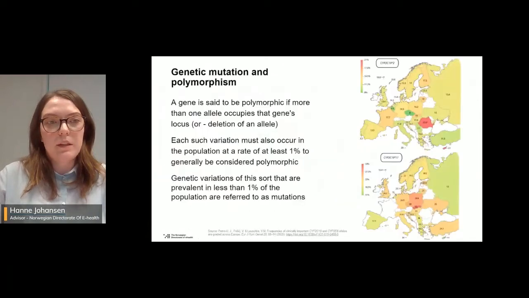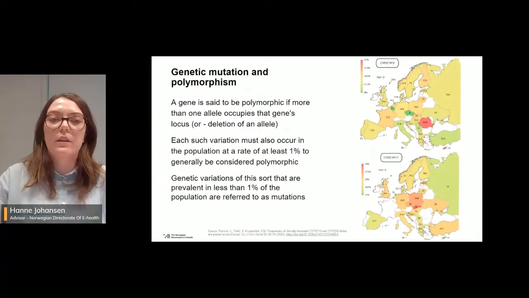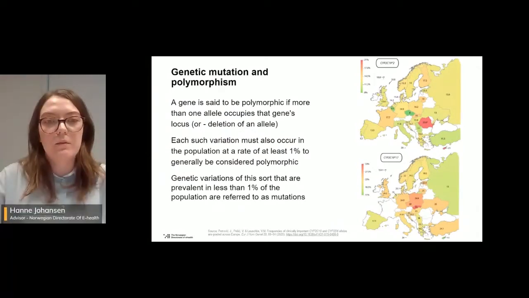And so genetic mutation and polymorphism are kind of two sides of the same book. A gene is said to be polymorphic if more than one allele, which is the variant that you inherit from your parent, occupies that gene's locus. In addition, each allele must also occur in the population at a rate of at least 1% to generally be considered polymorphic. And genetic variations that are prevalent in less than 1% of the population are referred to as mutations. So it has to do with prevalence.